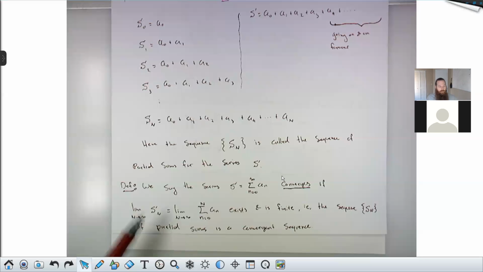We say that the series converges if the limit of the S_n, the limit that defines the series, exists and is finite. And what does it mean to say that this limit exists and is finite? Well, it's the same thing as saying that the sequence S_n, not the sequence a_n, mind you, the sequence S_n converges.